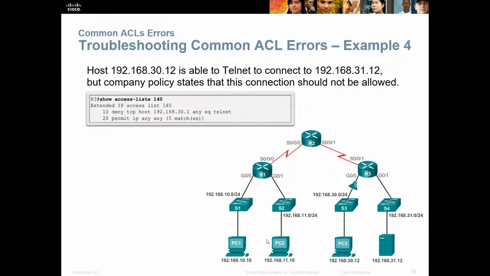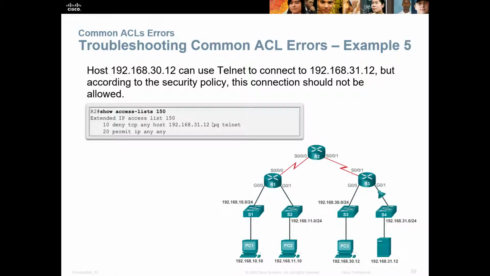So here we have host 192.168.30.12 is denied from telnetting to the connected network, because again, this is an extended ACL with source and destination, and they're looking at specific protocols or ports. So here it's denying specifically that host from telnet. Again, you're looking at your denies and your permits to see why they're being blocked.